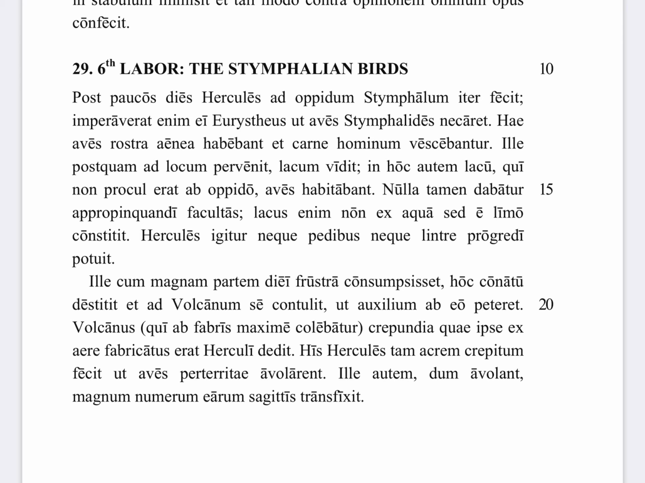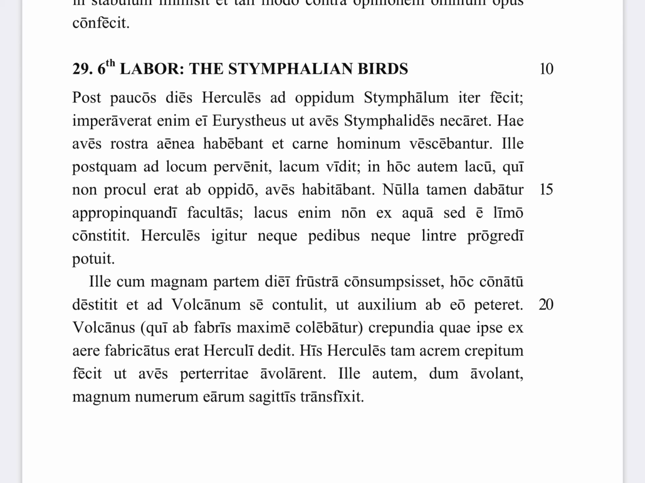Imperaverat enim Eurystheus, for Eurystheus had ordered him. Notice imperaverat, pluperfect. And now we get an indirect command clause with a subjunctive verb. Ut aves Stymphalides necaret, that he should kill the Stymphalian birds. Now these are the birds that lived around Lake Stymphalus.